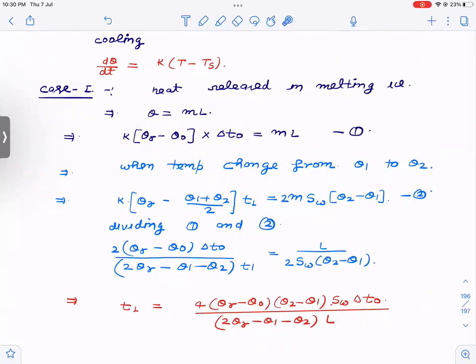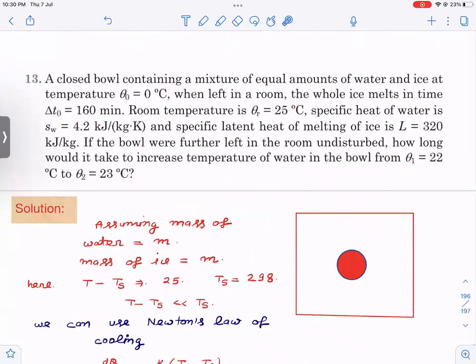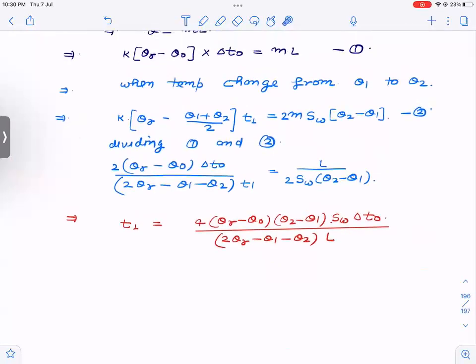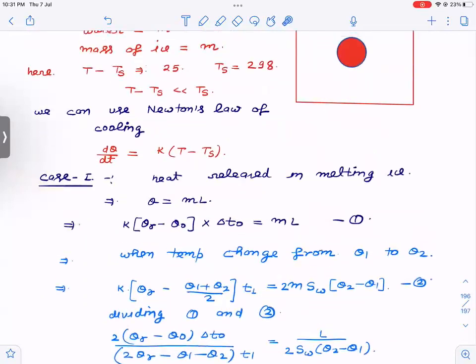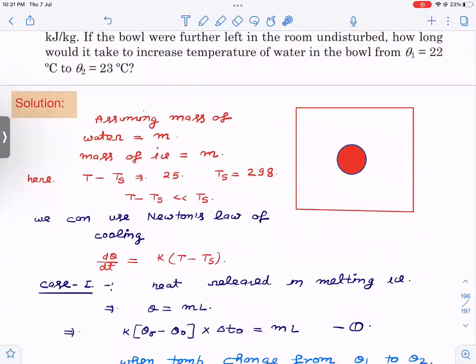Delta T naught is how much given? 160, right? So I'm solving in terms of symbols. So the equation is a clean equation. Now, after that, when the temperature changes from theta 1 to theta 2, let us see what the range of theta 1 and theta 2 is, 22 and 23, right? Again, very close. So still we can apply Newton's law of cooling.